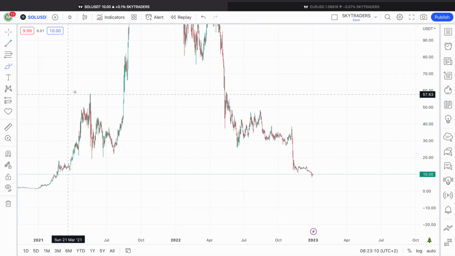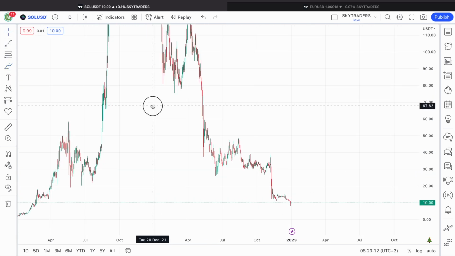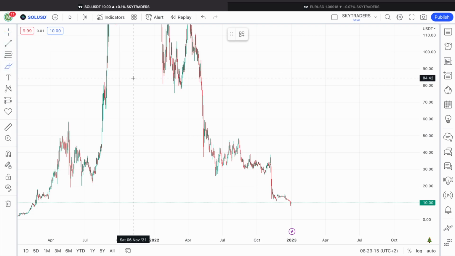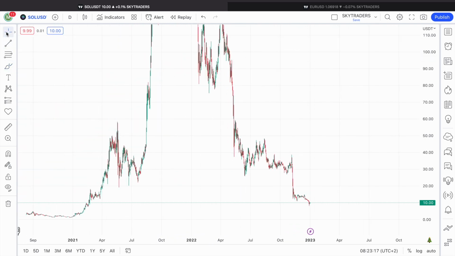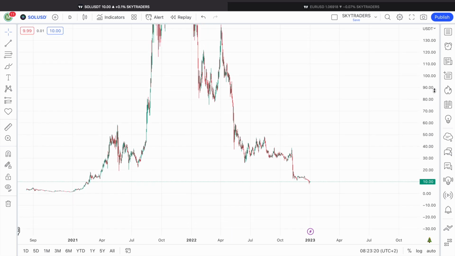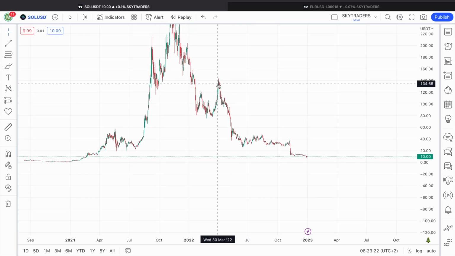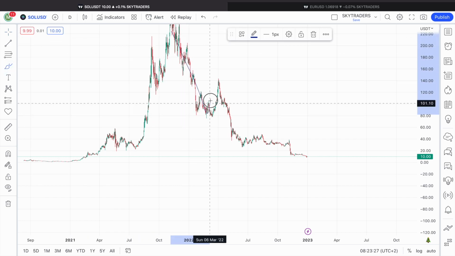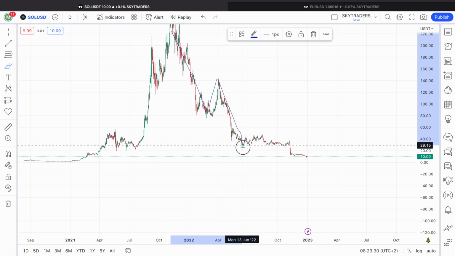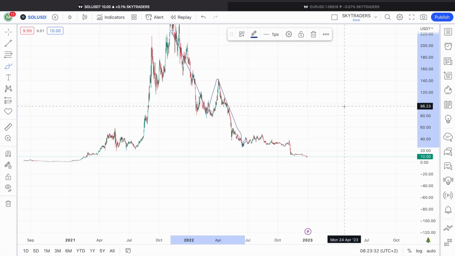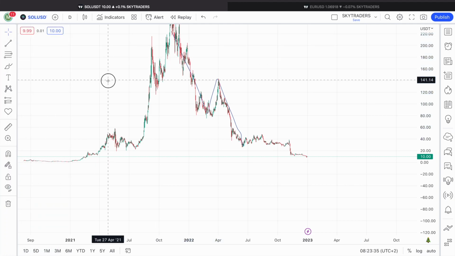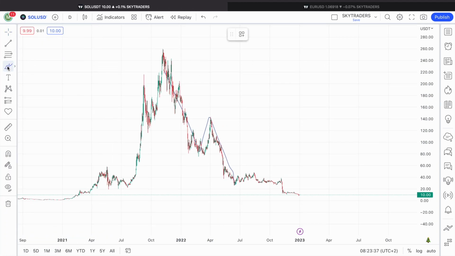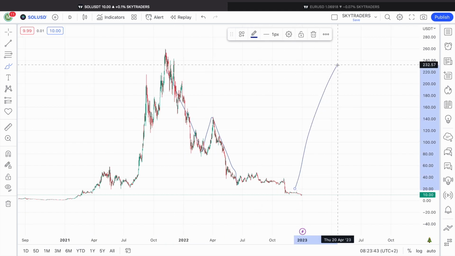On the higher time frames, you can see that we already formulated the first wave, second wave, third wave, right? And now we are even more ready to either start the corrective wave to reach the all-time highs again.